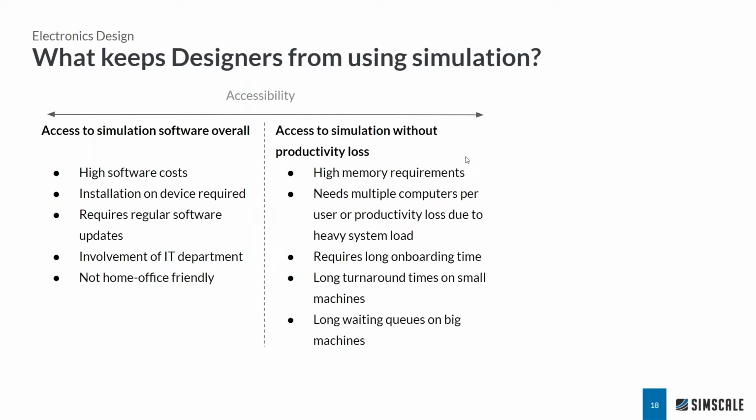There's another end, or kind of, to the accessibility topic. Access to simulation without productivity loss is really hard to pull off. So if you're working on your computer, the simulation has kind of high memory requirements. That means you either need multiple computers or a cluster, or you will already lose productivity because your system is under heavy load. There might be simulations or other programs crashing. It takes longer. All of this becomes a hassle, and you don't even want to start the simulation at first. So that is something that is required.